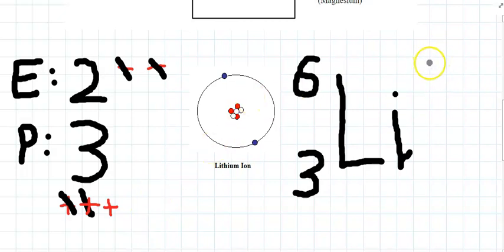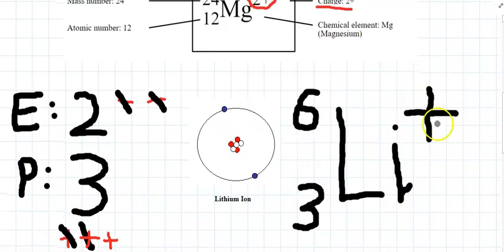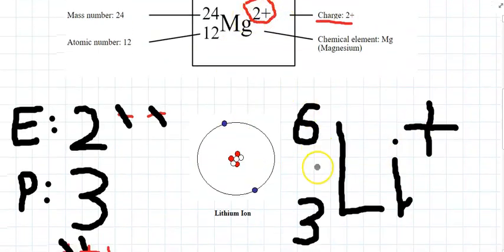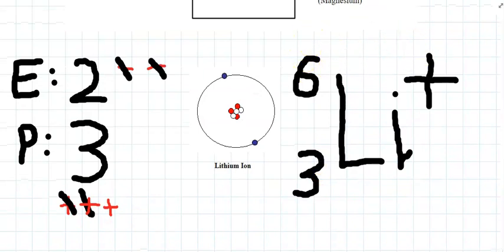And when we write the charge for the ion, we write in the top right as a positive. So this is a lithium plus ion. Like I said before, if it's only a charge of 1, we don't write the number. But if it had a charge of 2 positives, we'd write 2+. So this is the full atomic symbol for the lithium plus ion.